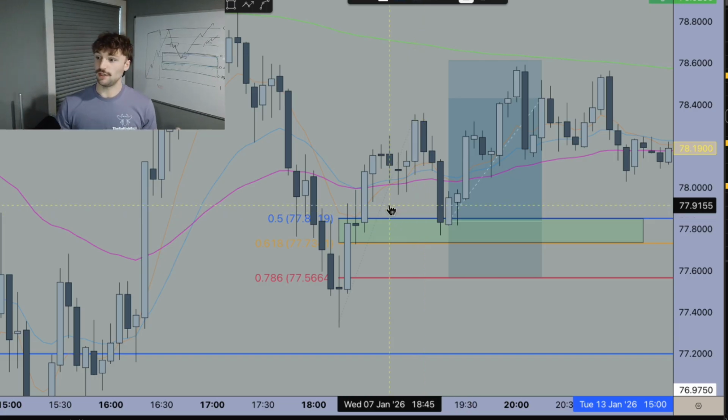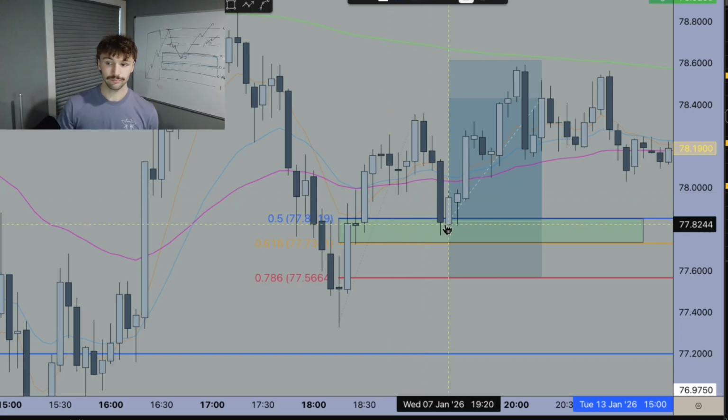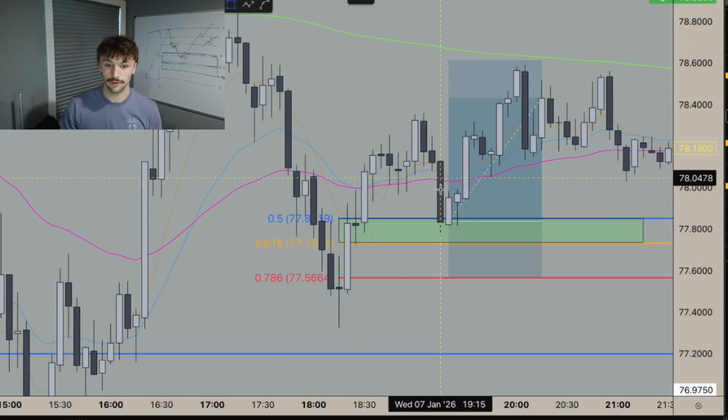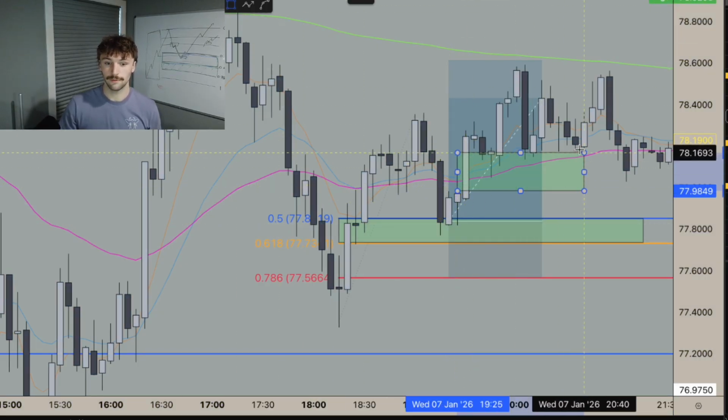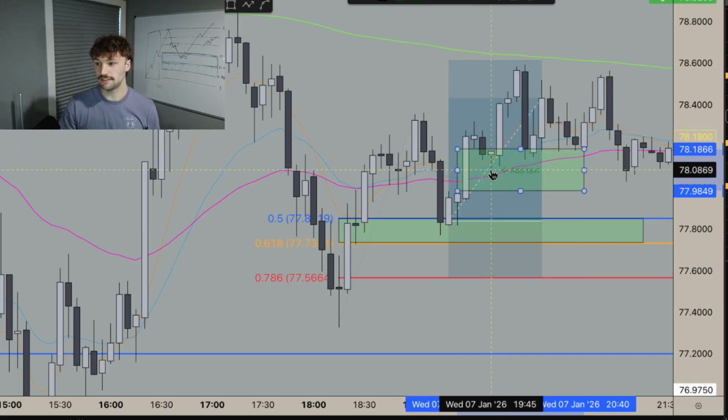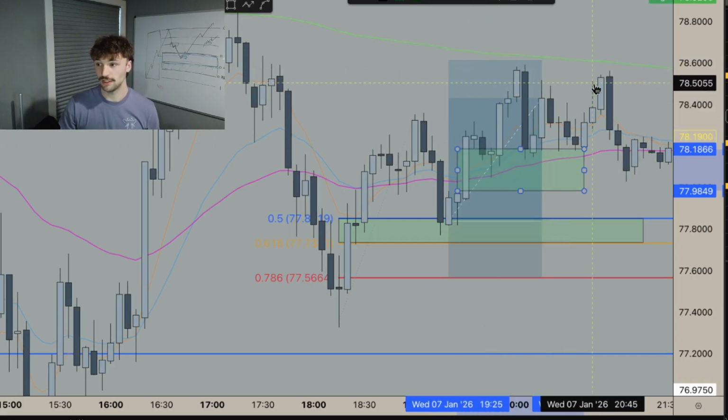But what we are getting at here is we get this entry right here. And then look, close your eyes, right? And remember what I was talking about with that fair value gap? Guess what? Fair value gap, retest, bullish confirmation, and we continue higher.